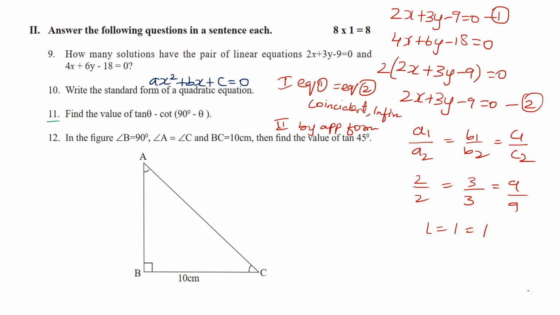Find the value of tan theta minus cot of 90 minus theta. That is tan theta minus cot of 90 minus theta, which can be written as tan theta minus tan theta, which is 0. Simple, right? Next is the 12th one.